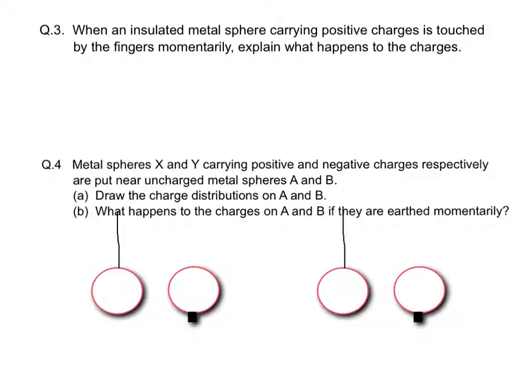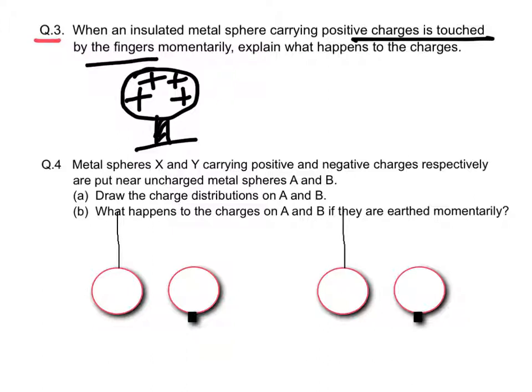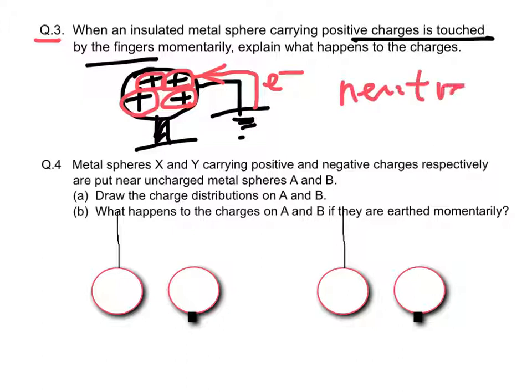Look at question number 3. When an insulated metal sphere carrying positive charges is touched by the fingers momentarily, we say earthing. In this case, electrons go from the earth to the sphere and neutralize all the positive charges on the sphere. Finally, the sphere becomes neutral.